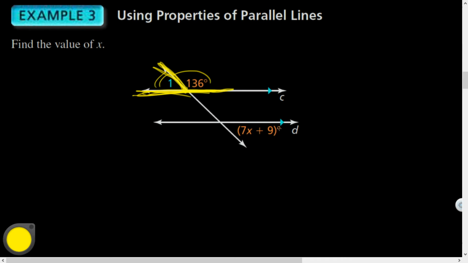So, angle 1 is supplementary to angle 136. Angle 1 is congruent to angle whatever this guy is. How do I know those are congruent? Alternate exterior angles theorem. So, if these two are congruent, then their measures are equal by definition of congruence, and therefore 7x plus 9 plus 136 is going to equal 180. Looks like I did some substitution there, friends.